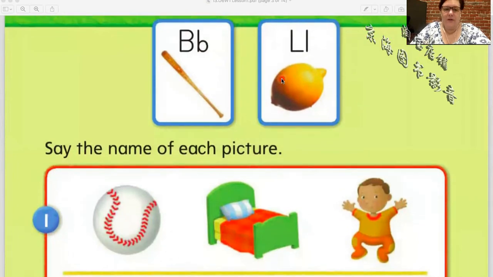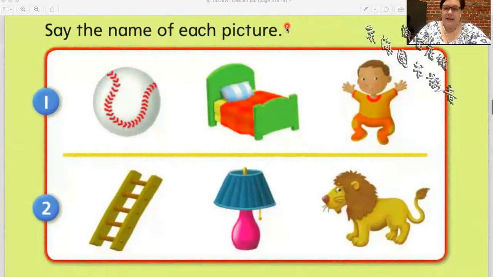Okay, very good. We're going to say the name of each picture. Okay, so let's say these together. This is a ball. Very good. Okay, this is a baseball. Okay, but a ball. This is a bed, very good. This is a boy. This is a lion. This is a lamp. And this is a ladder, right? So a ladder, so we climb it.